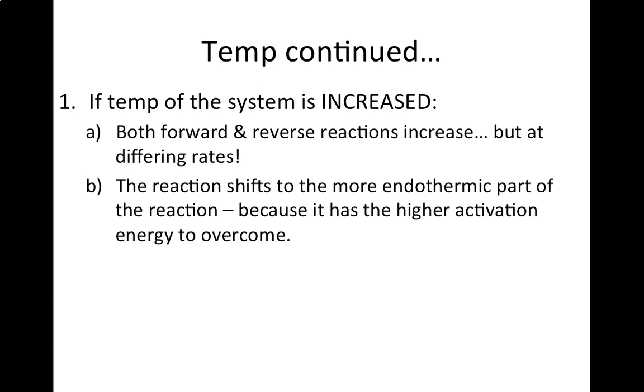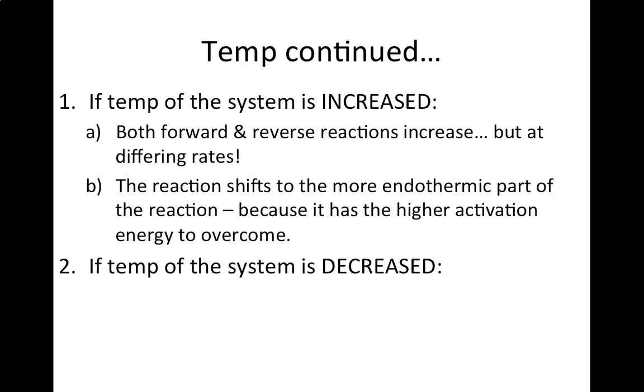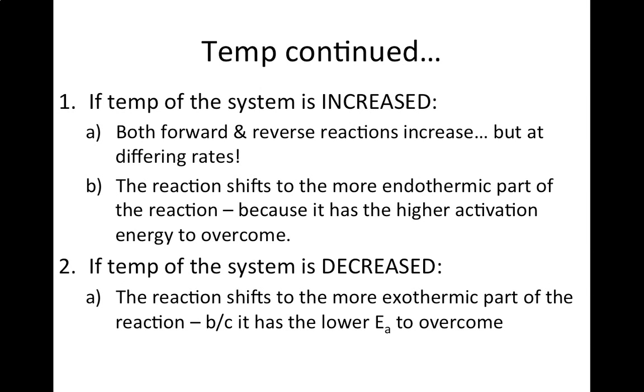The reaction is going to shift to the more endothermic part of the reaction. So it's going to shift to the side that would have a positive delta H. And that's because it has a higher activation energy to overcome, and since it has that higher activation energy to overcome, it's going to be easier to do that since the temperature is increased. Now, if the temperature of the system is decreased, the reaction is going to shift to the more exothermic part of the reaction. That's because I have a lower activation energy to overcome, so it's easier for it to go towards the exothermic part of the reaction.